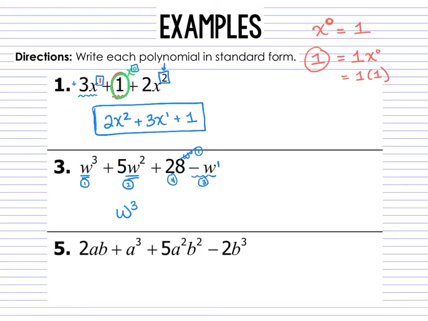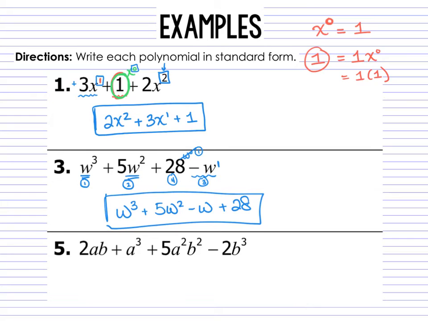w cubed is my first term, plus 5w squared is my second term, minus my third one here is going to be minus w plus 28. So now I've written this polynomial in standard form.